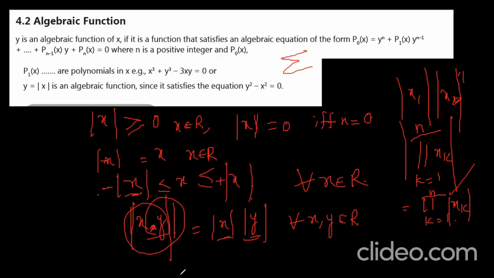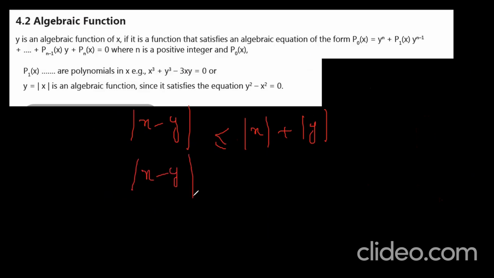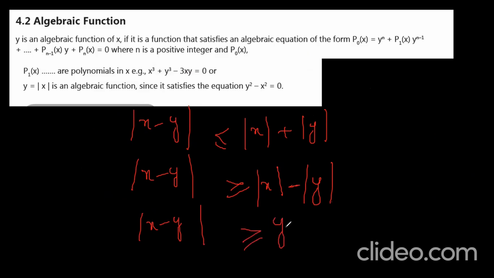And some more important properties, let me tell you a few of them. I can take mod of x minus y less than or equal to mod x plus mod y, for all x, y belongs to R. Similarly, mod of x minus y is greater than or equal to mod x minus mod y. Mod of x minus y is also greater than or equal to mod y minus mod x. This is also important.